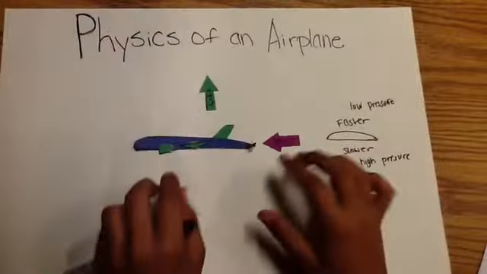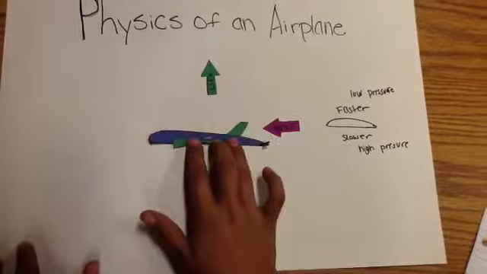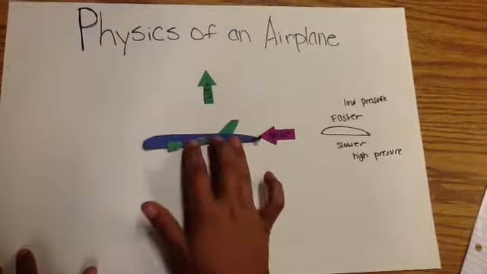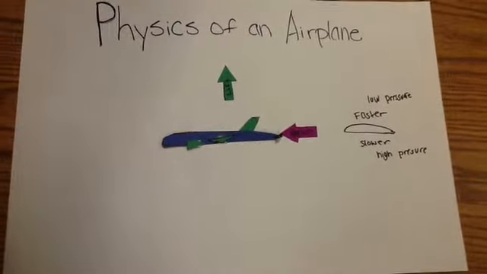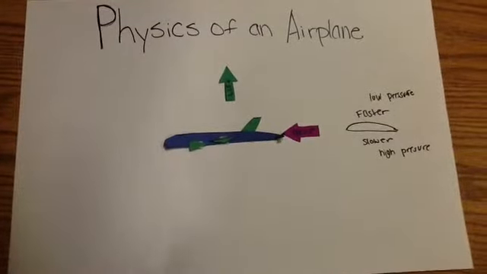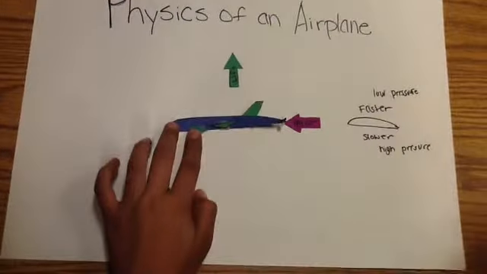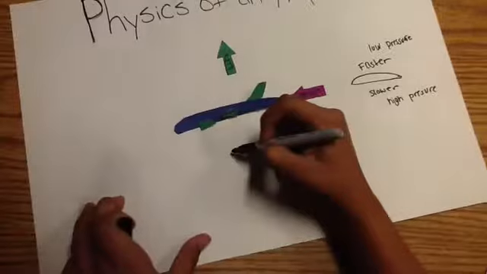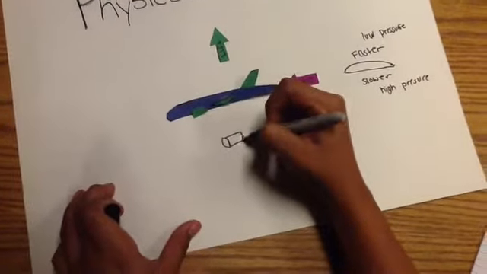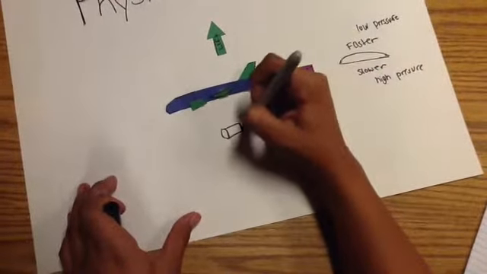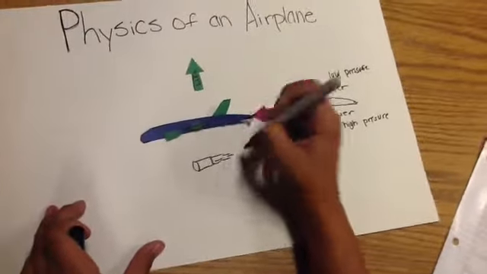The thrust of the airplane makes the airplane move forward. So the lift makes it go up, and the thrust makes it go forward. The thrust is the engine right here. So let's draw a little engine. The engine has stuff coming out of the back, and it pushes.